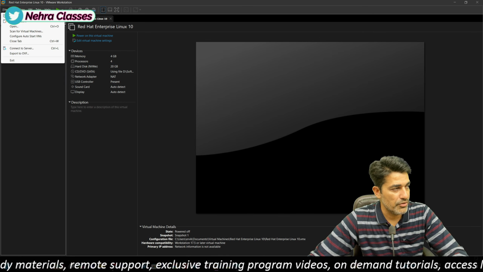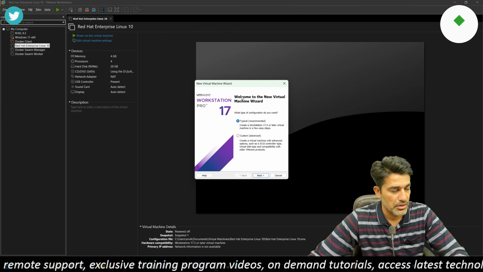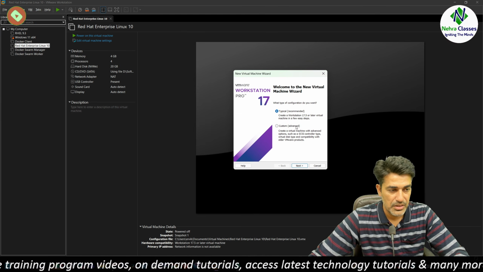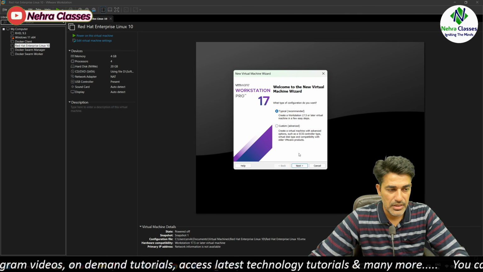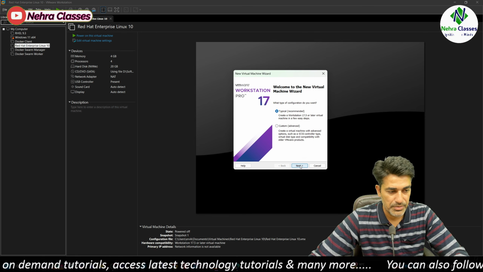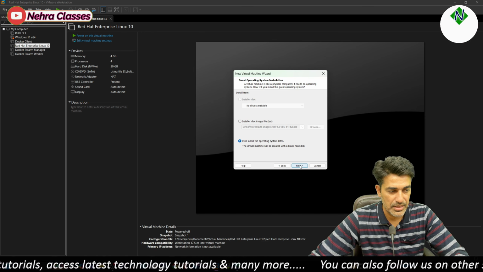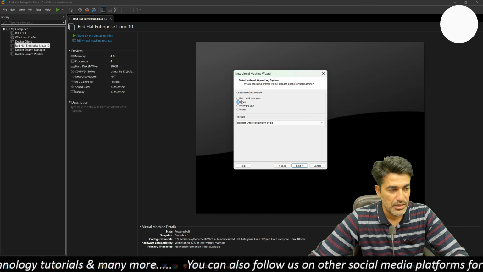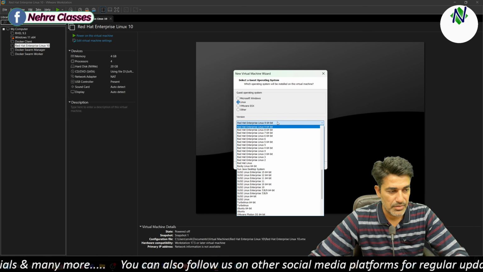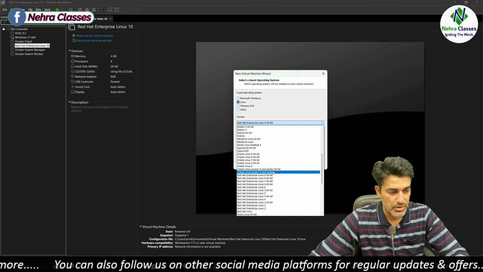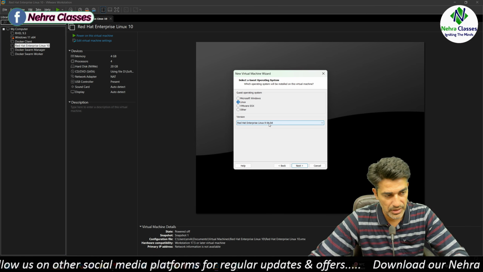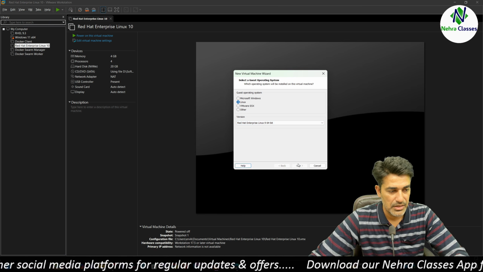We will click on File, New Virtual Machine. So it will open the wizard. You can go with the typical or the recommended option. Click on Next. You can select I will install the operating system later. Select Linux here. Here you can select RHEL 10 if it is available. If not, you can select RHEL 9.